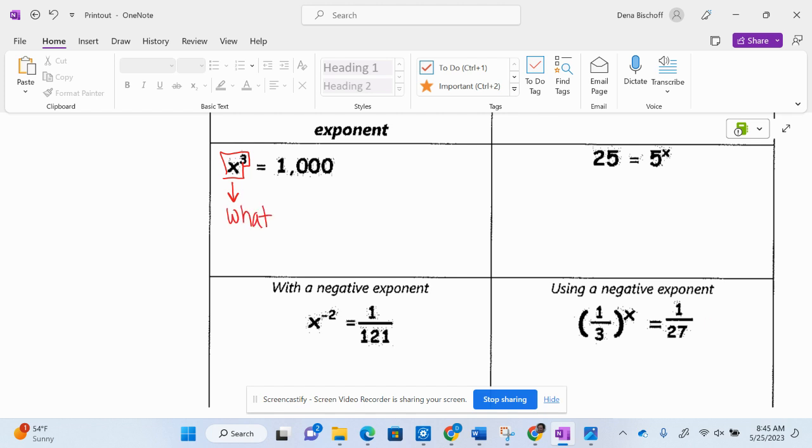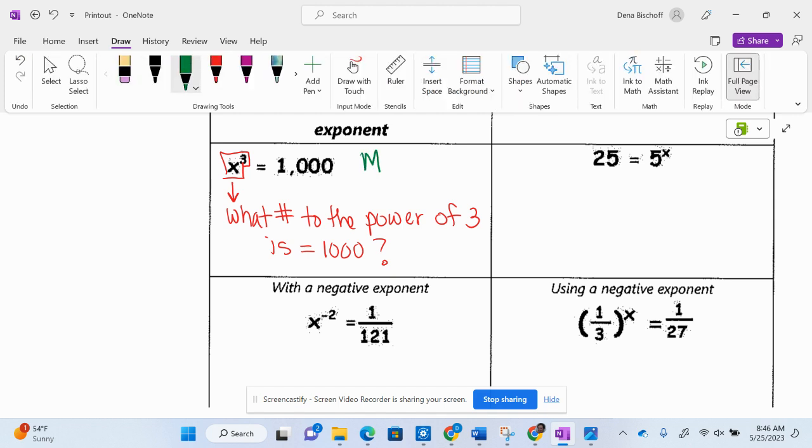So here's what I want you to think about. What number to the power of 3 is equal to 1,000? That's what this is really asking you. So in your calculator, you have a math button. If you click on the math button on your calculator, and then you choose number 4, it gives you this symbol. It gives you the cube root symbol.